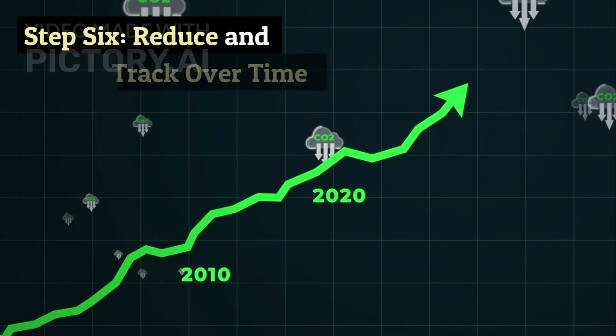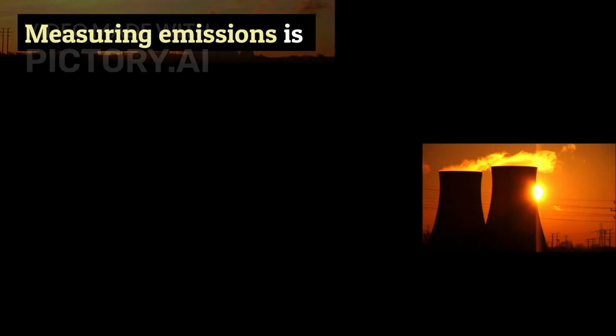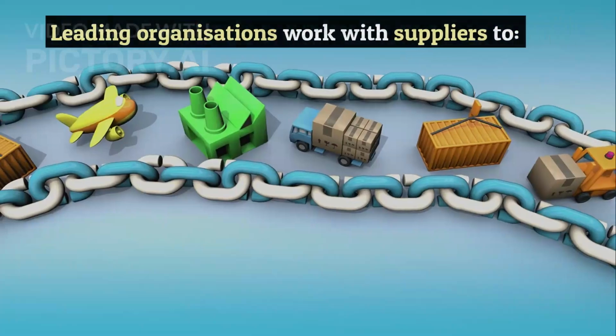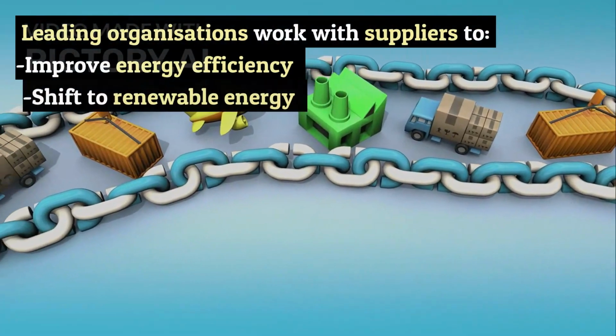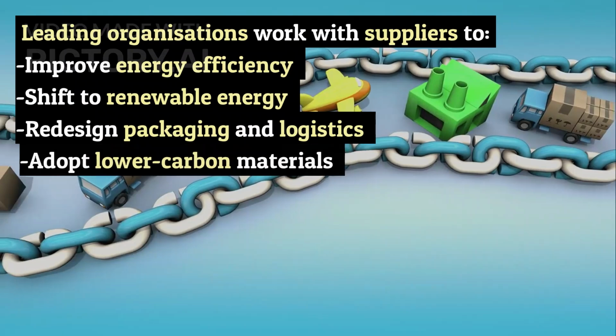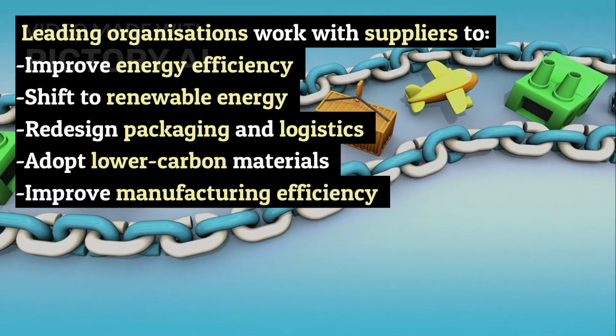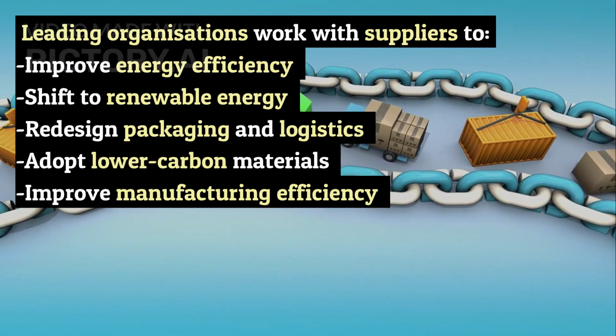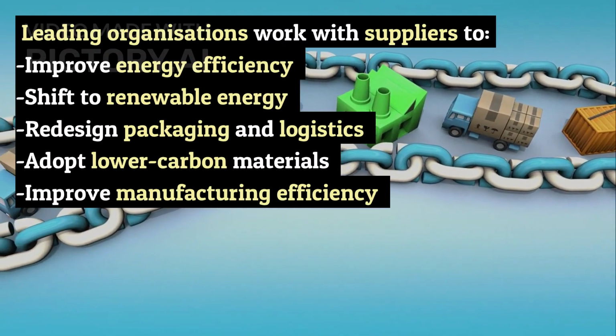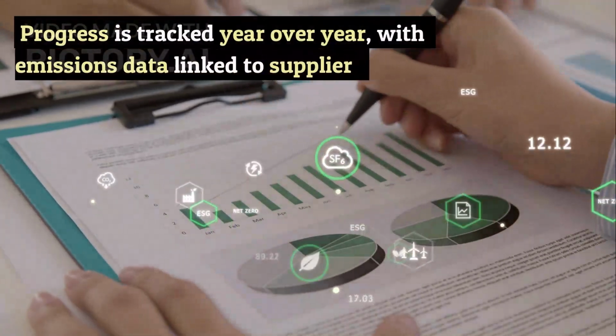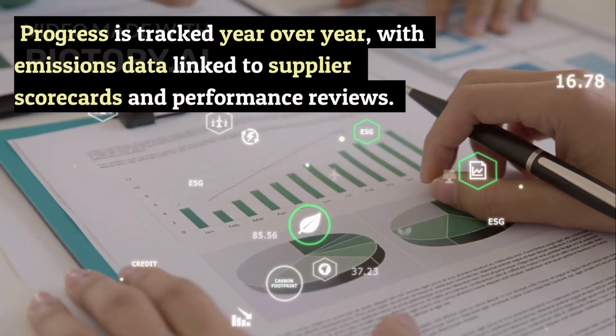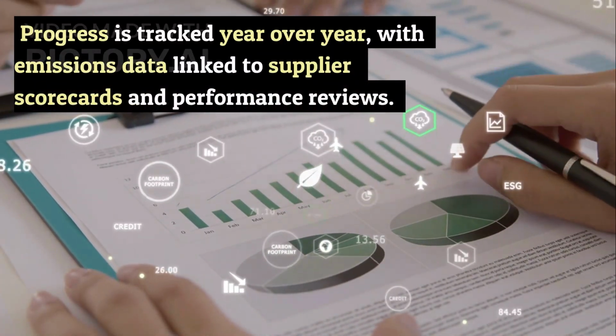Step 6. Reduce and track over time. Measuring emissions is only the beginning. Leading organizations work with suppliers to improve energy efficiency, shift to renewable energy, redesign packaging and logistics, adopt lower carbon materials, and improve manufacturing efficiency. Progress is tracked year over year, with emissions data linked to supplier scorecards and performance reviews. This turns ESG from a reporting exercise into a continuous improvement process.